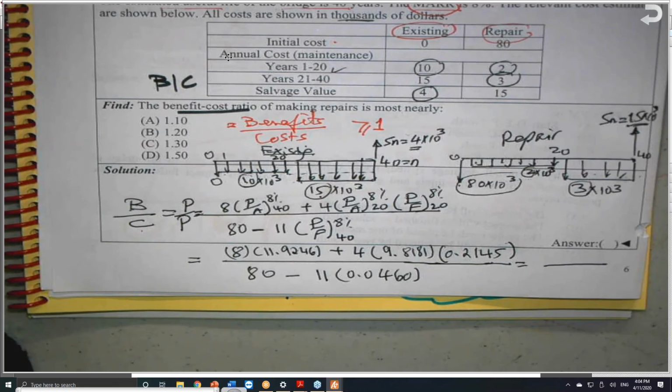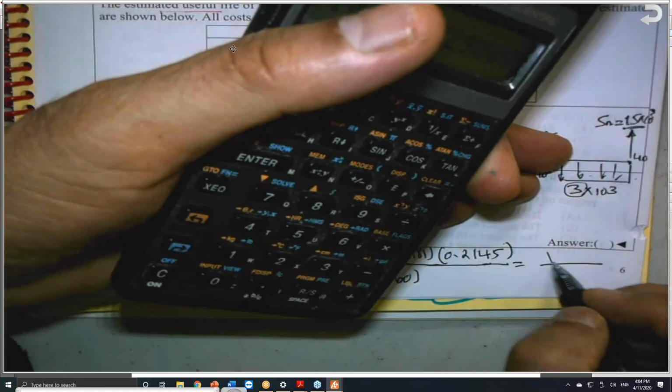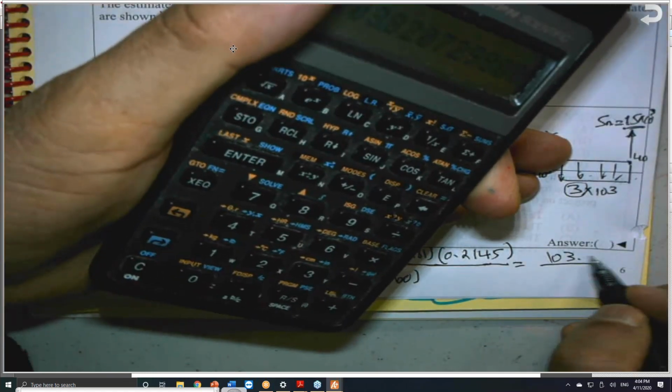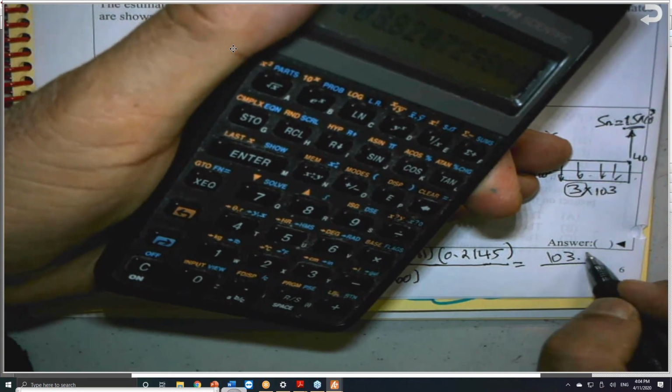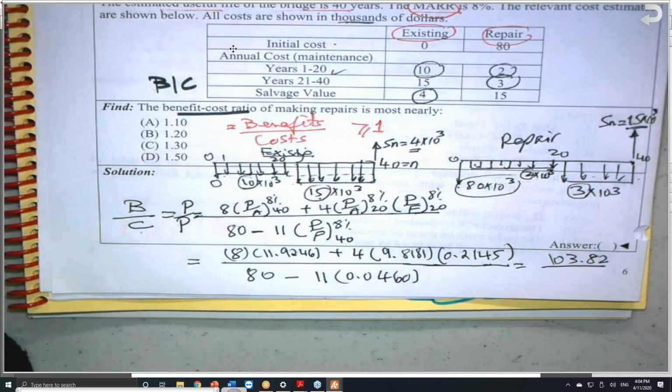And 8 enter, 11.9246 times, and 4 enter, 9.8181 times, 0.2145 times, and plus. So this is 103.82. Hopefully I didn't make any mistake.